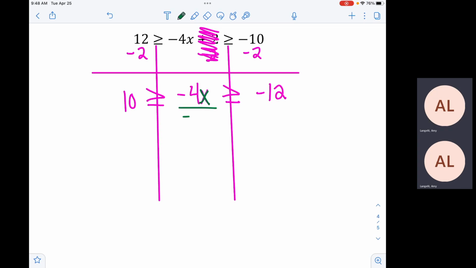-4. Okay, so watch guys, -4 is our ultimate goal, but we have to do it here and we have to do it here. Now go left to right. What is 10 divided by -4? Okay.